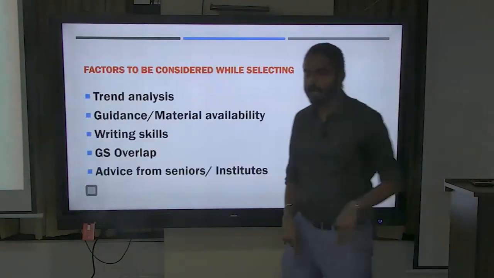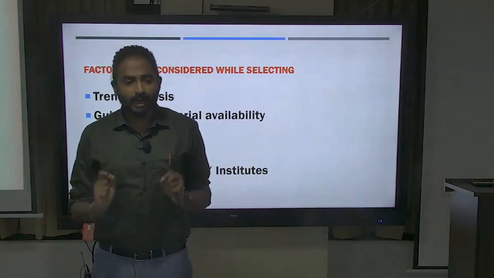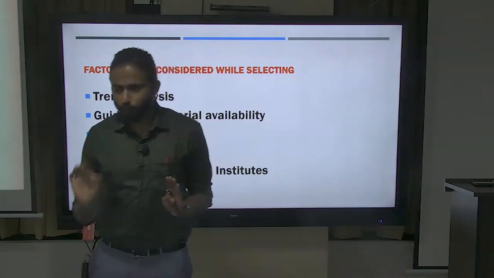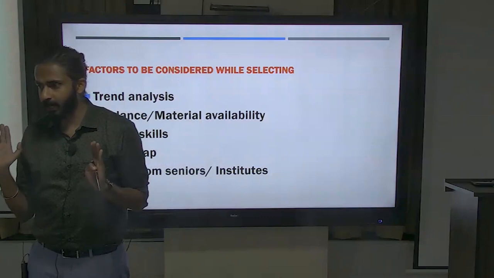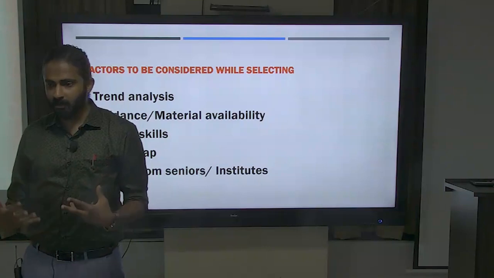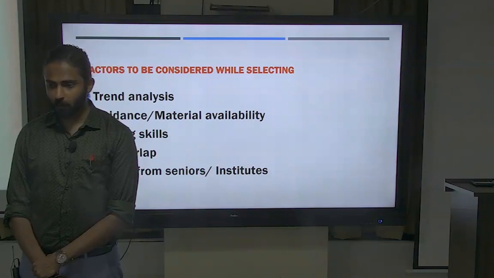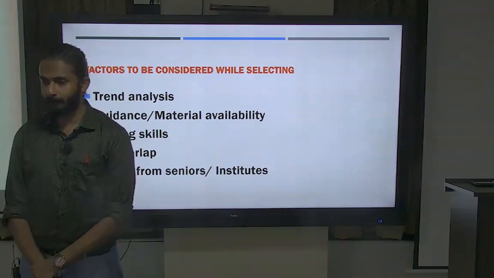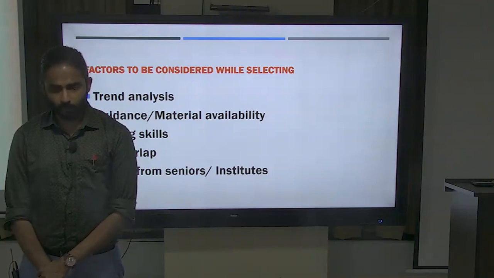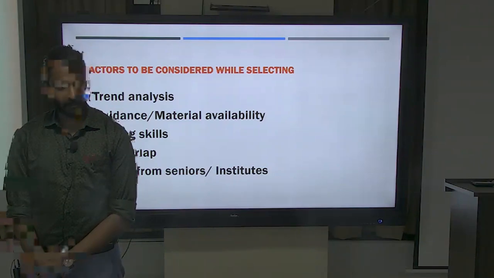So, let's go to the trend analysis first. If you analyze the rank of UPSC toppers, rank 1 of the last 10 years, from 2013 to 2022, which optional has got rank 1 the maximum number of times? Which optional is performing the best in the market? GS, IS? Anthropology, sociology? I am taking only from 2013.